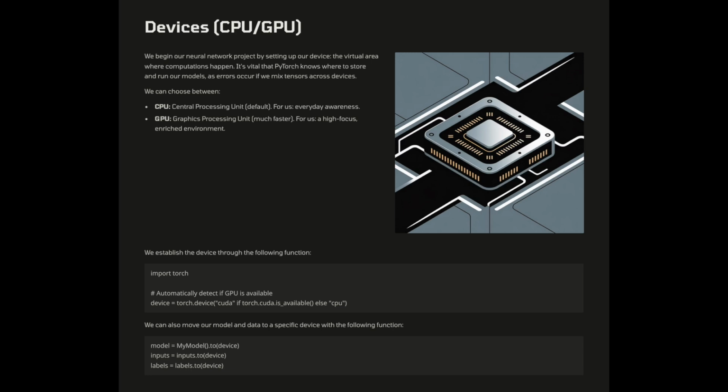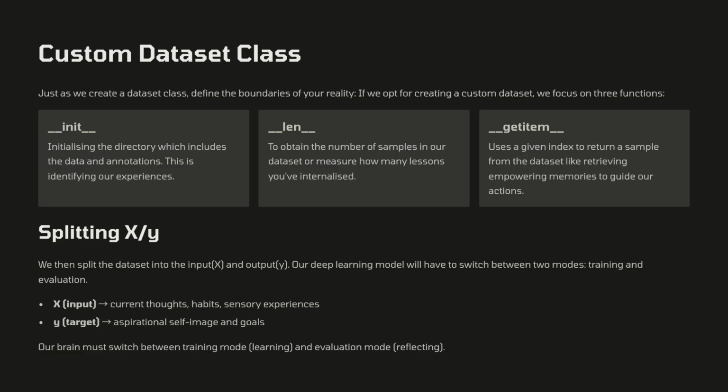We can choose between CPU, Central Processing Unit, default. For us, everyday awareness. GPU, Graphics Processing Unit, much faster. For us, a high-focus, enriched environment. Just as we create a dataset class, define the boundaries of your reality.